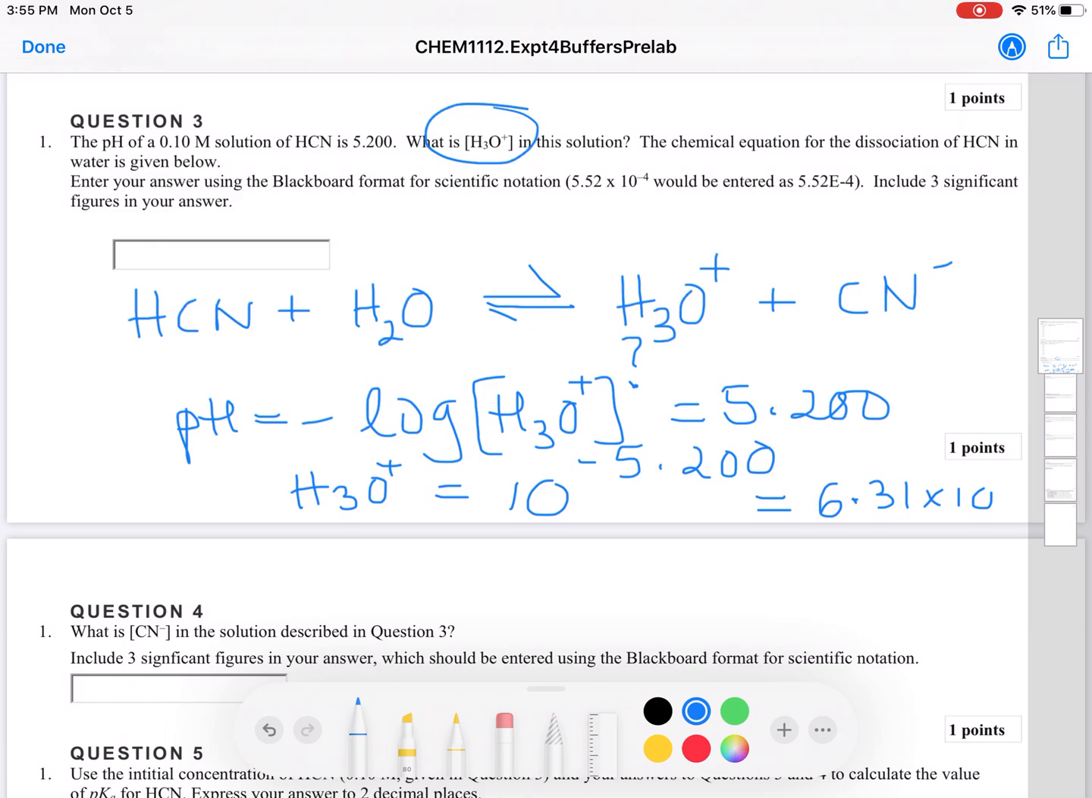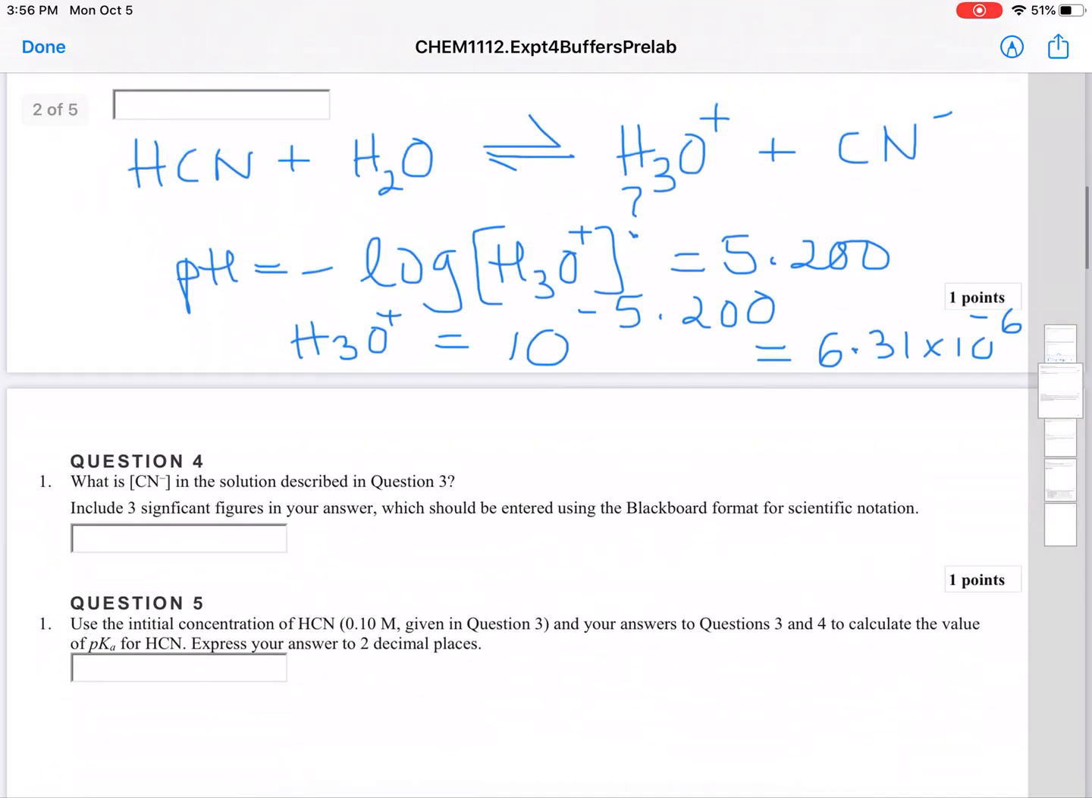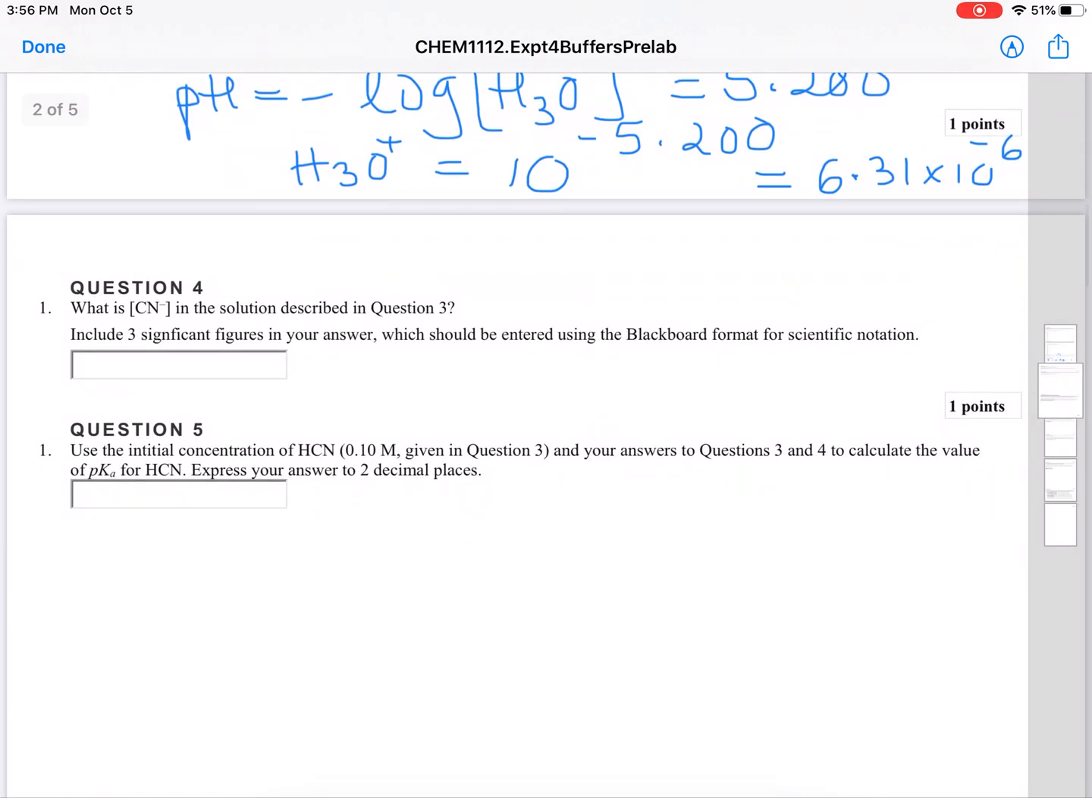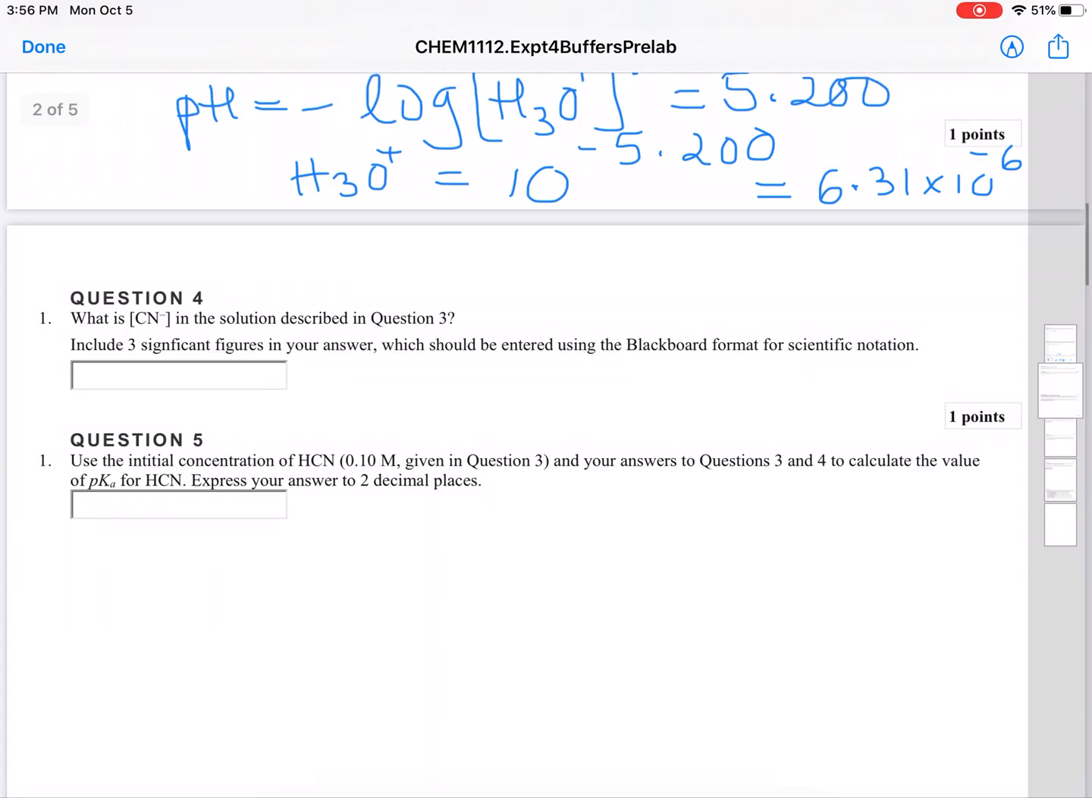6.31 times 10 to the negative 6. And how many significant figures? Include 3 significant figures, so 6.31. Okay, that's the hydronium ion concentration. Again, check to see if you know how to perform these log and anti-log calculations on your calculator, and also if I did my calculations correctly. And then the next one: what is the cyanide ion concentration in the solution described in question 3?